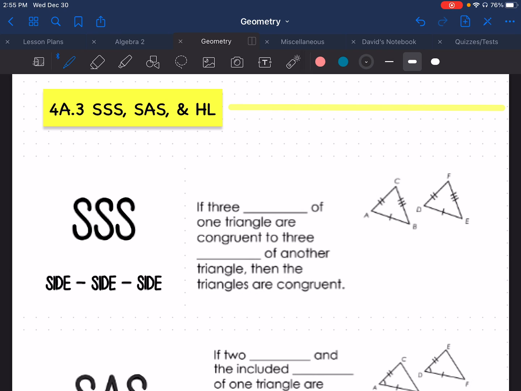And there's only 5. And the first one is side, side, side, or SSS. It basically says that if 3 sides of one triangle are congruent to 3 sides of another triangle, then these triangles are congruent. I can go ahead and see that these two triangles pair up. The hash marks, remember, mean that we are congruent to each other. So the 1 with the 1, the 2 with the 2, the 3 with the 3.